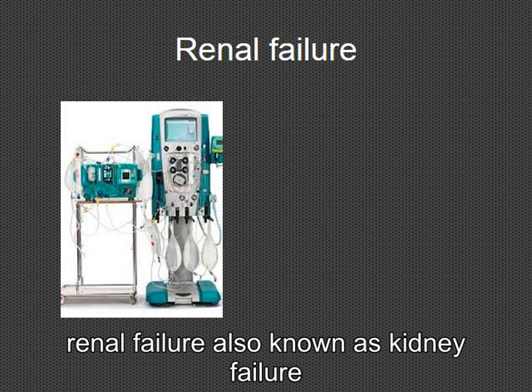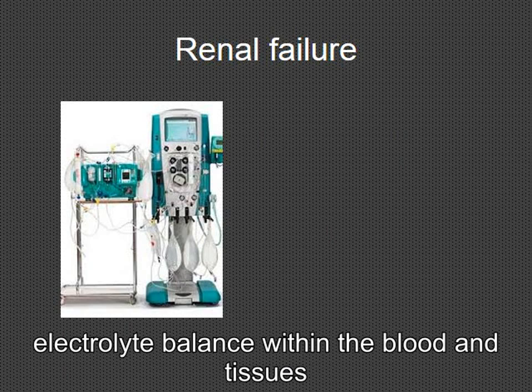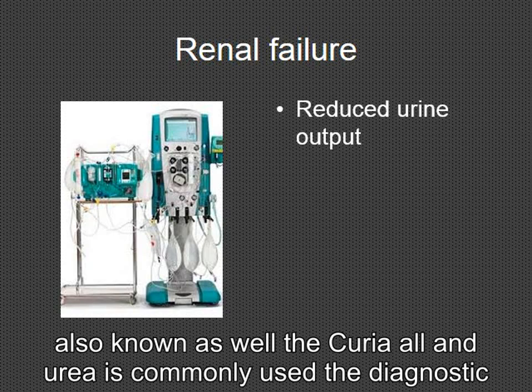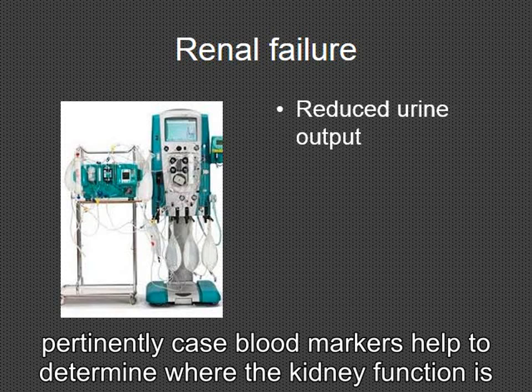Renal failure, also known as kidney failure, is the inability of the kidneys to excrete waste and maintain the electrolyte balance within the blood and tissues. Reduced urine output, also known as oliguria or anuria, is commonly used as a diagnostic indicator. Urine tests can show whether kidneys are excreting abnormal levels of protein and glucose.